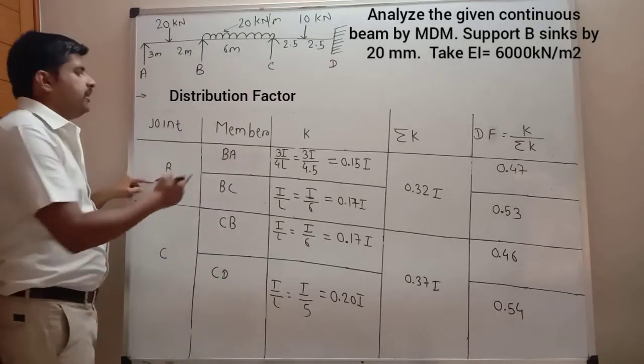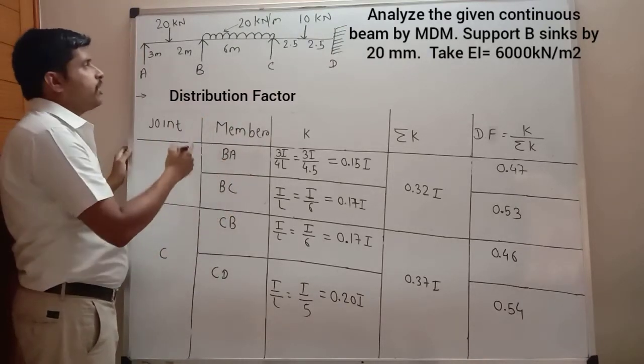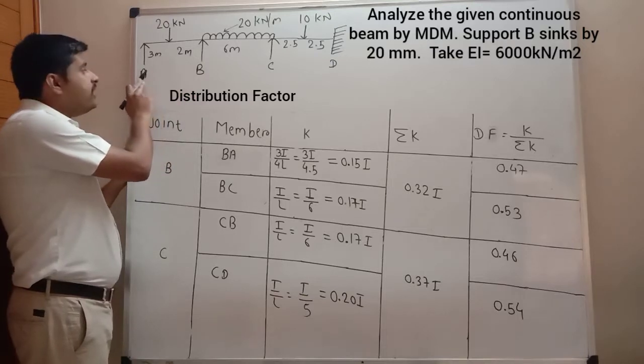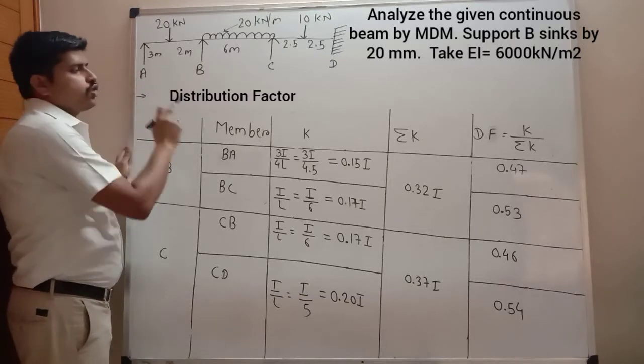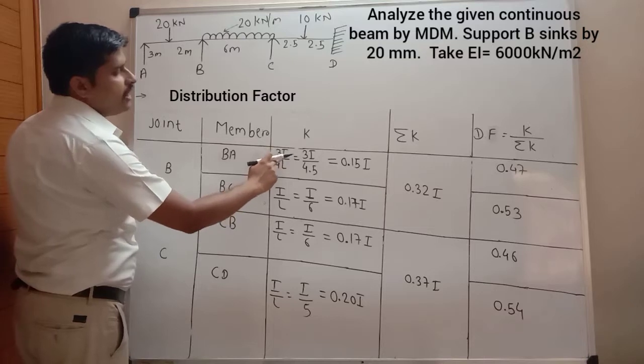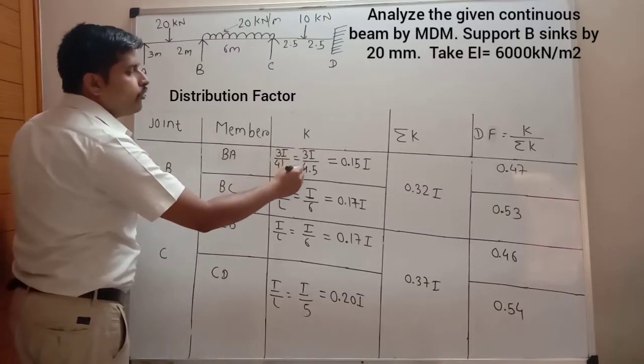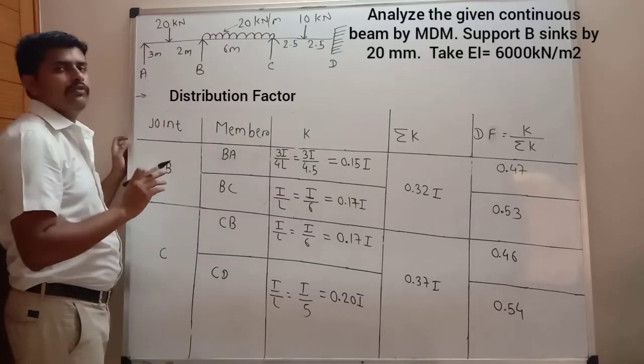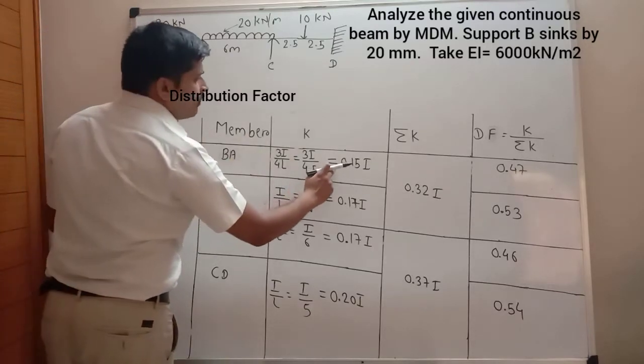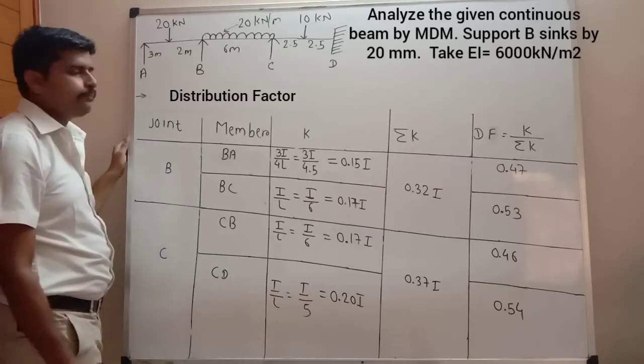So for joint B, the first member will be BA. For BA, the far end is a simple support. So stiffness will be 3I upon 4L. So 3I upon 4 into 5, where 5 is the length of span AB. So we will get 0.15I.